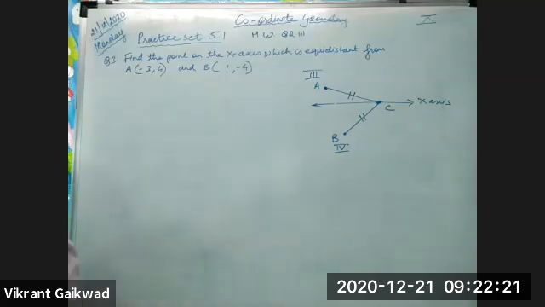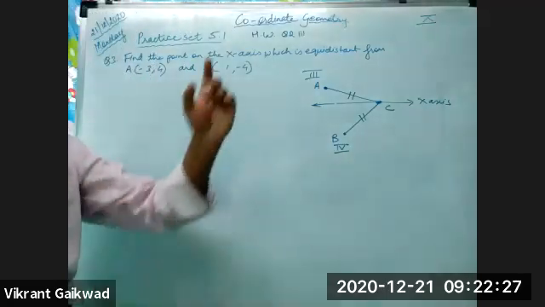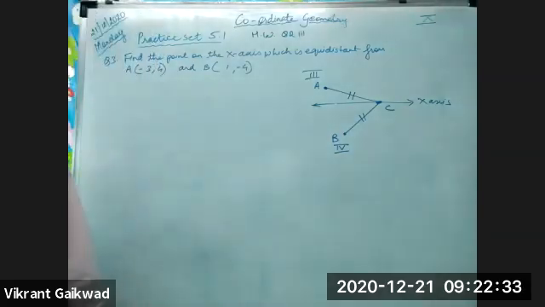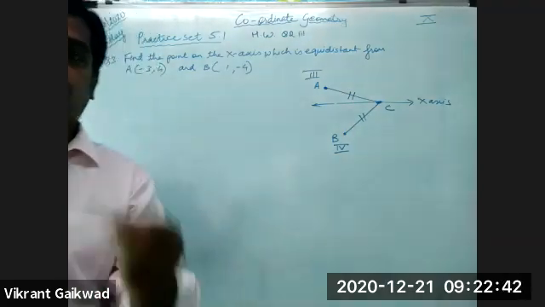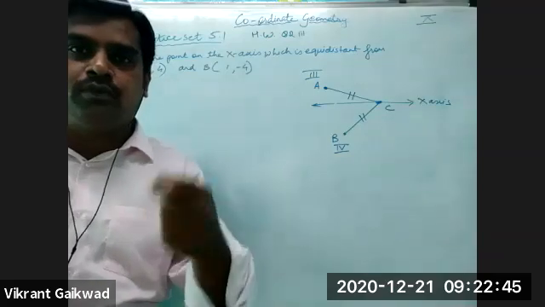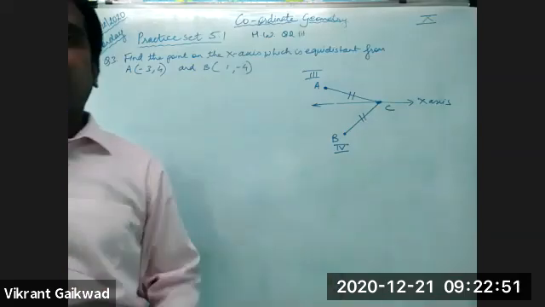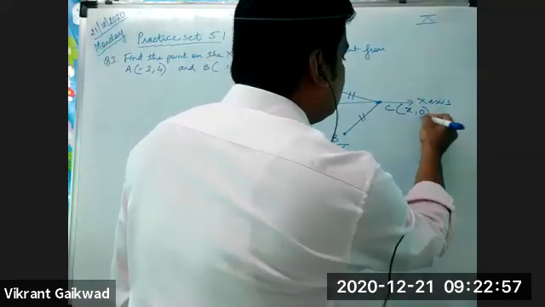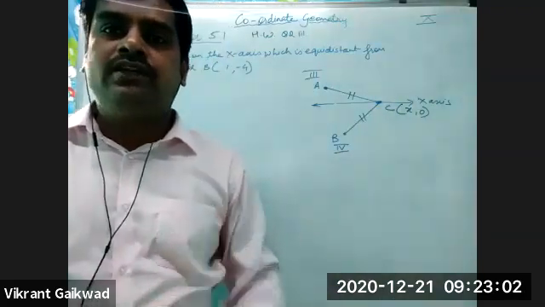Now, when the point lies on the x-axis, what is the value of y coordinate? Anyone? I repeat my question. If the point lies on the x-axis, what is the value of the y coordinate? Your y coordinate is going to be 0. So your coordinates of C would be x comma 0. Is this understood by all the students?